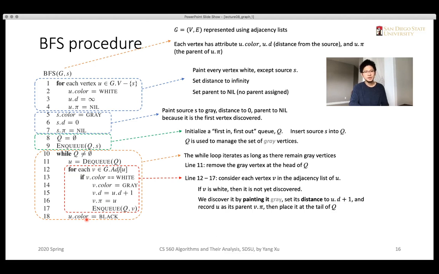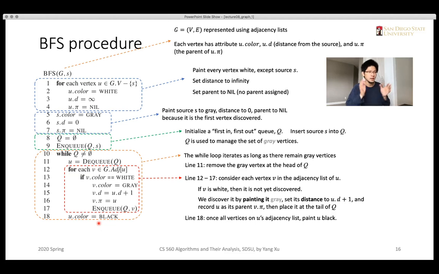Okay, because after the for loop from line 12 to line 17 is executed, all the adjacent vertices of U are discovered. That means there are no undiscovered adjacent vertices of U. Okay, so U doesn't need to be gray anymore. It can be marked as black.